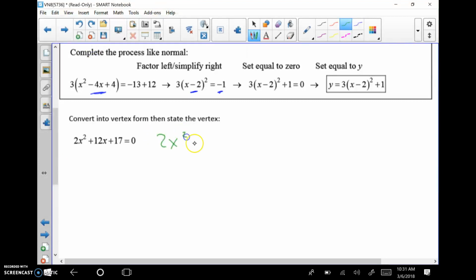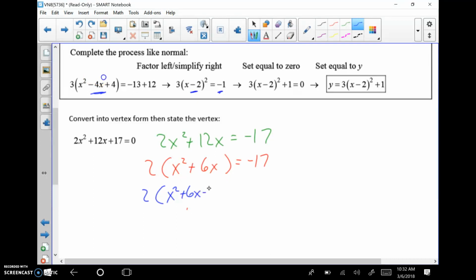So first step, I might as well move that constant over to begin. So minus 17 on both sides. Then I want to GCF the number in front of x squared because I don't want a number in front of x squared. So plus 6x equals negative 17. Then just within here, what would I add? So x squared plus 6x plus, there's my b term, divided by 2 is 3, squared is 9.